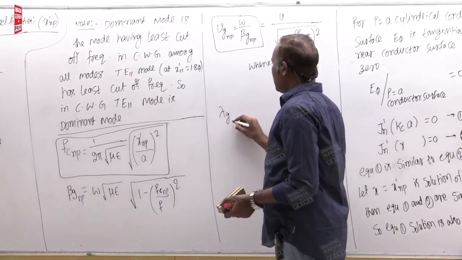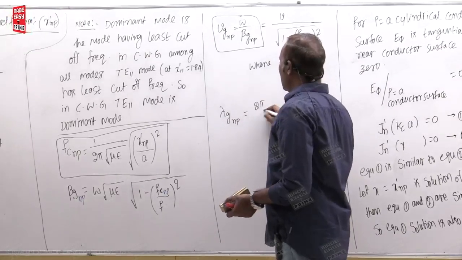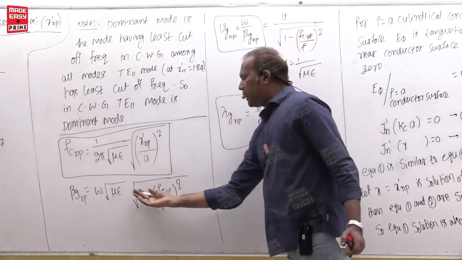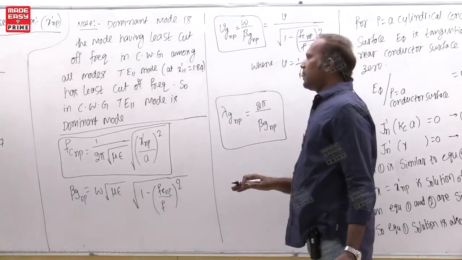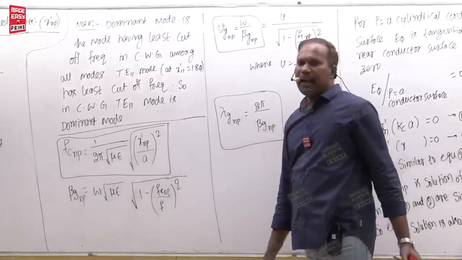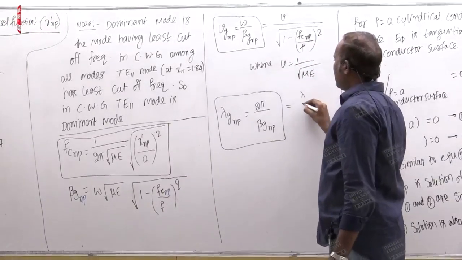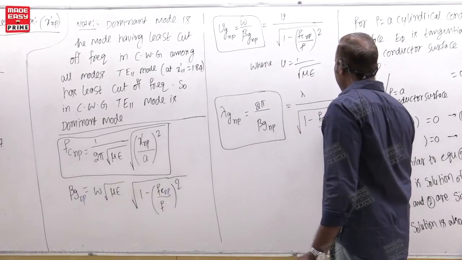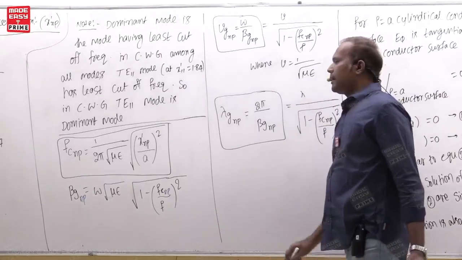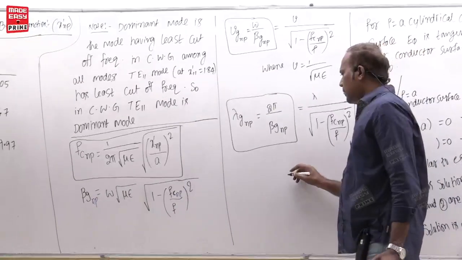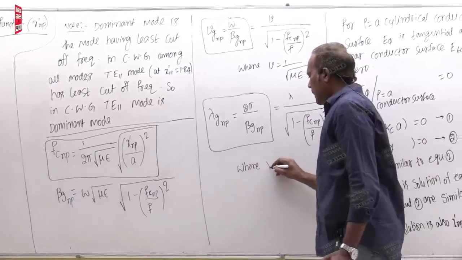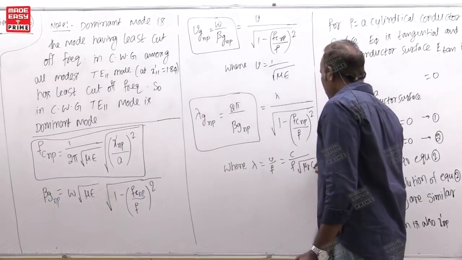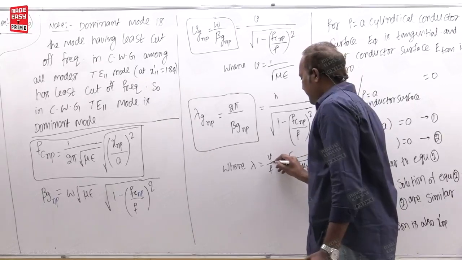Lambda g np is equal to 2 pi by beta g for np mode. This is the formula. Student, if you substitute this here, you get guide phase velocity. You substitute this here, guide wavelength you get. In expansion form, that is lambda divided by root of 1 minus fc np divided by f whole square, where lambda is nothing but v by f, that is c by f root mu r epsilon r. This is v.